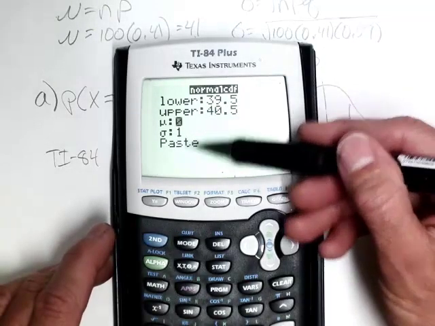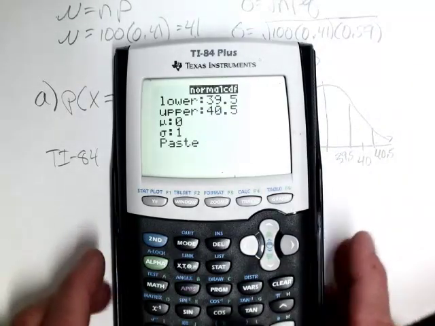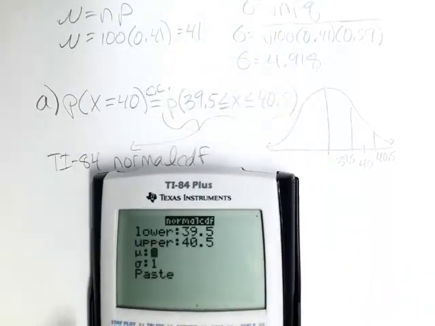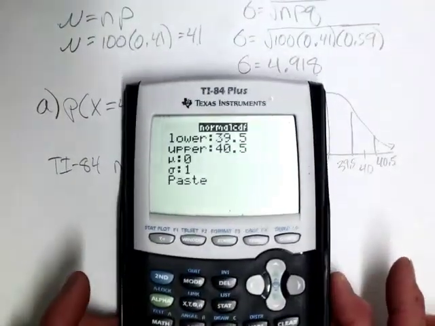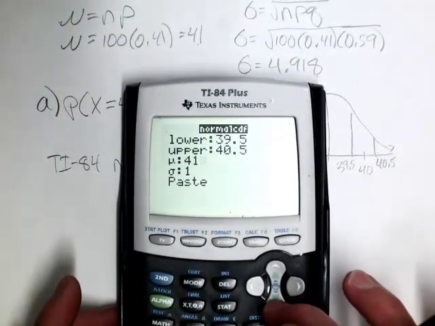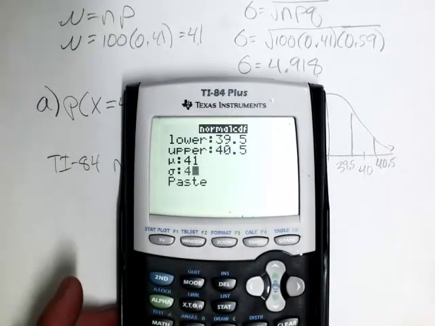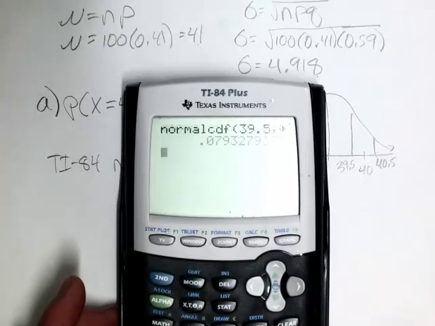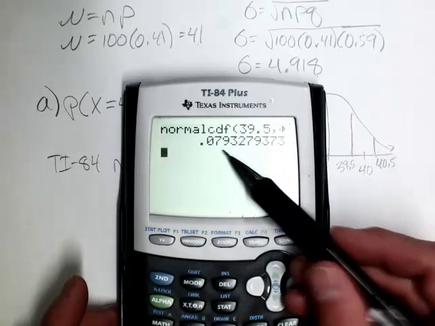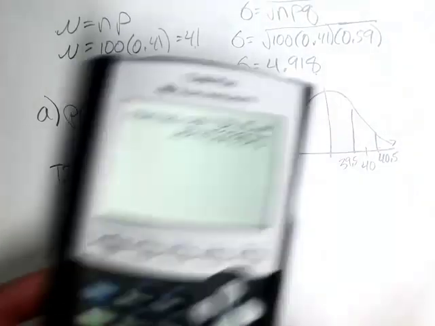Now, I'm not working with standard normal. Okay, I found that mean. The mean is 41 and the standard deviation is 4.918. Okay, so 41, and sigma is 4.918. And then finding that probability, we get about 0.0793.